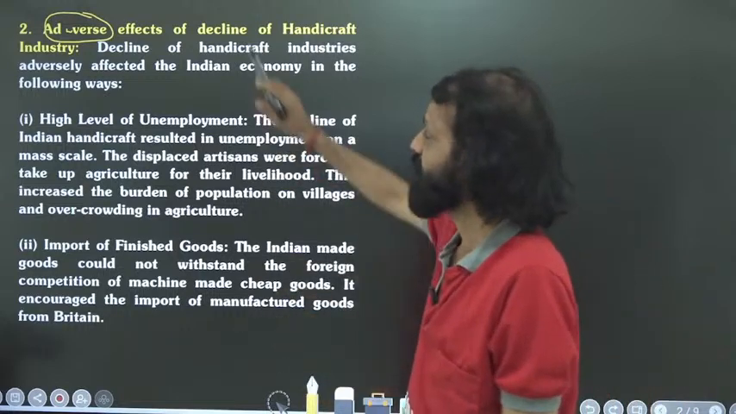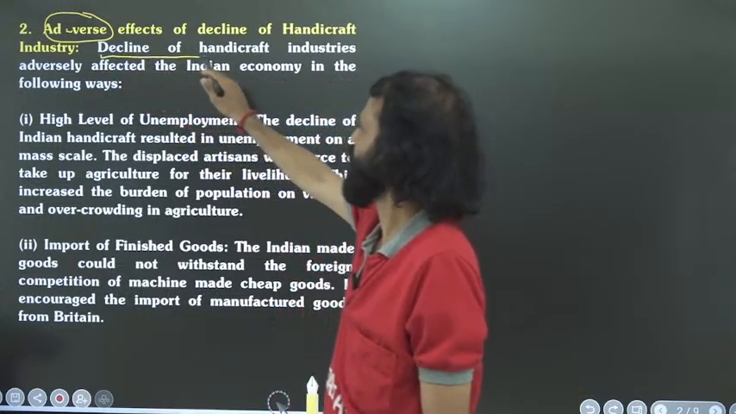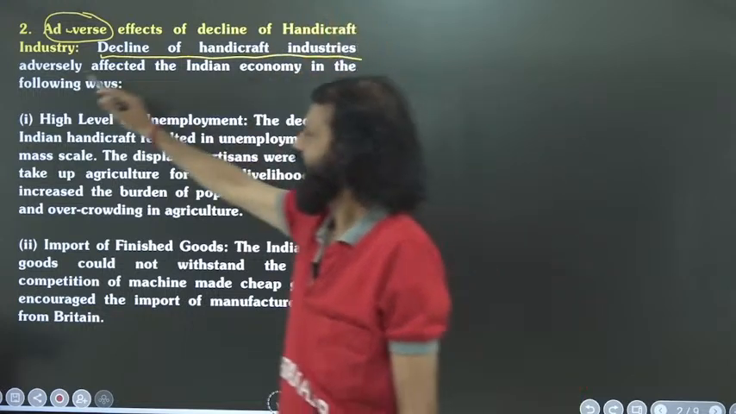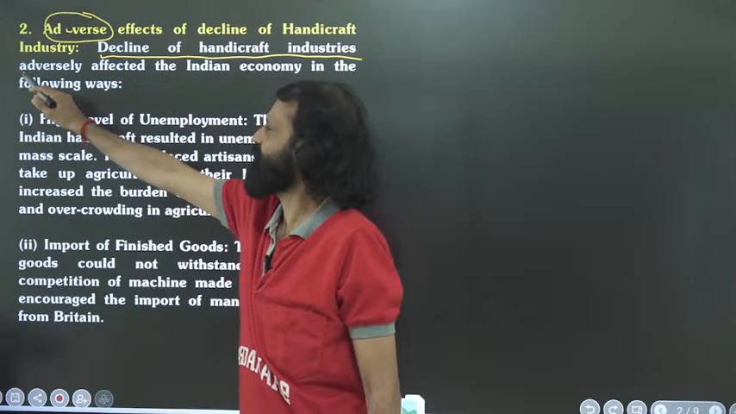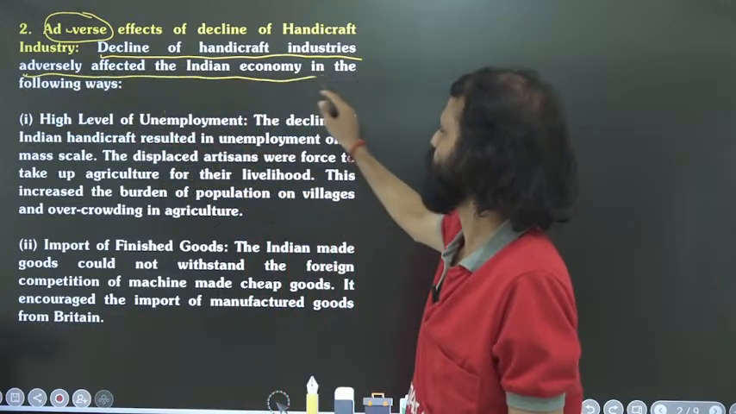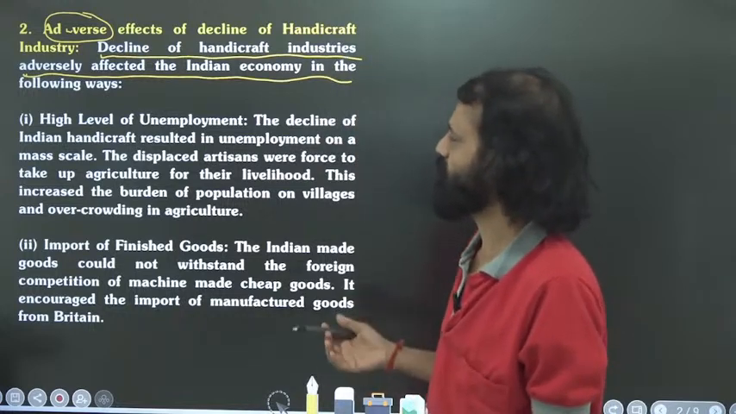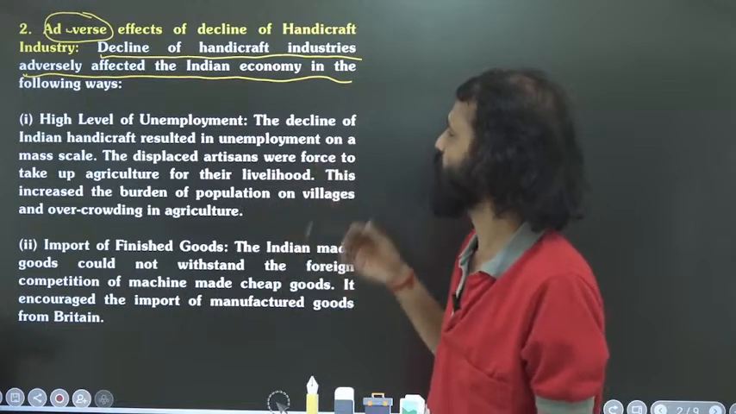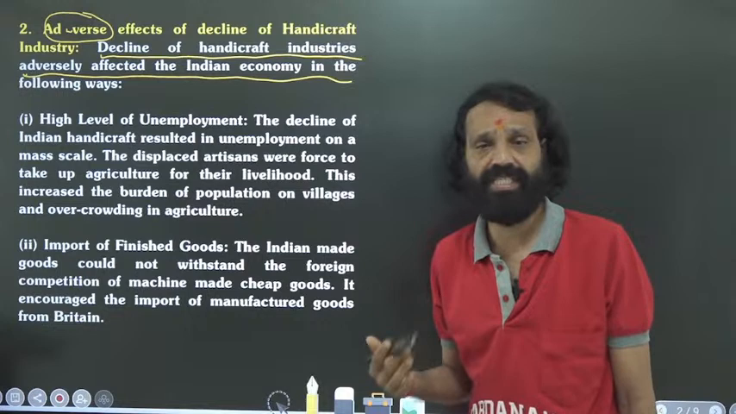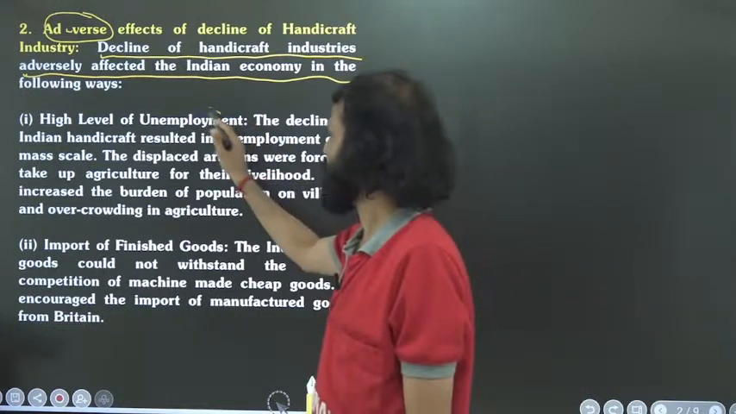Because of the decline of handicraft industries, the Indian economy was adversely affected, this point you need to remember, in the following ways. Okay, so what were the ways? A high level of unemployment. The decline of the handicrafts industry created a lot of unemployment.